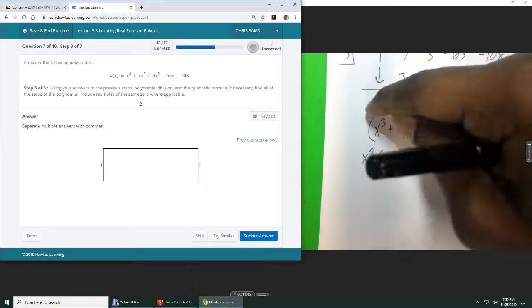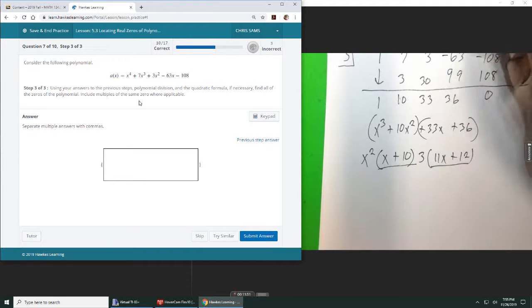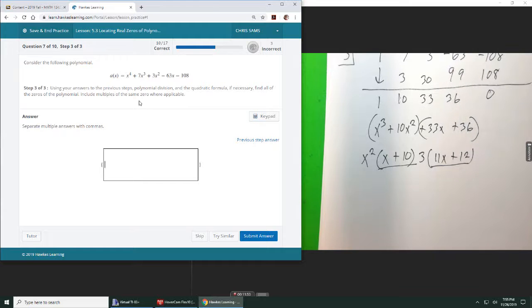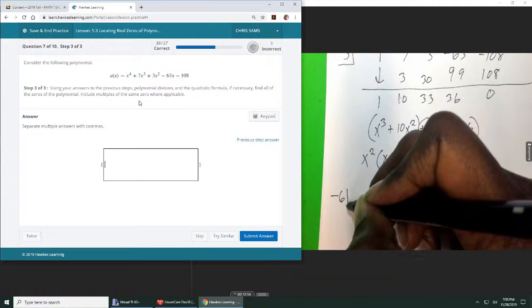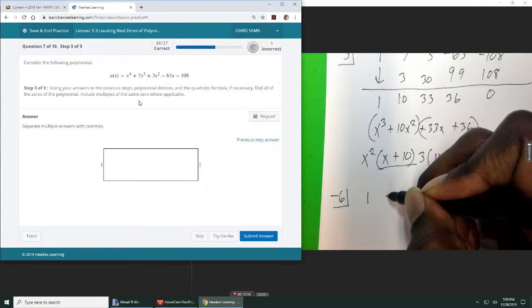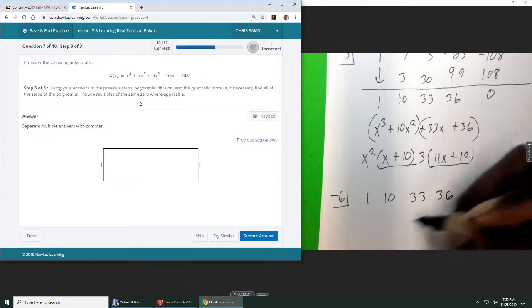So I'm going to continue where we left off, 1, 10, 33, and 36. And let's try some of these negative numbers. Earlier we tried 2 and 3, and they didn't end in 0. So let's jump over here and try 6. Let's see if 6 works, and then we'll go backwards from there. So we're going to try negative 6, and we're going to do 1, 10, 33, and 36.